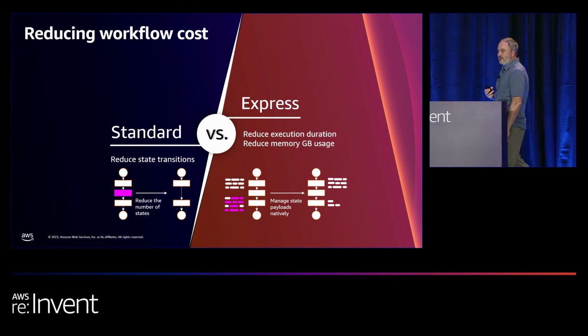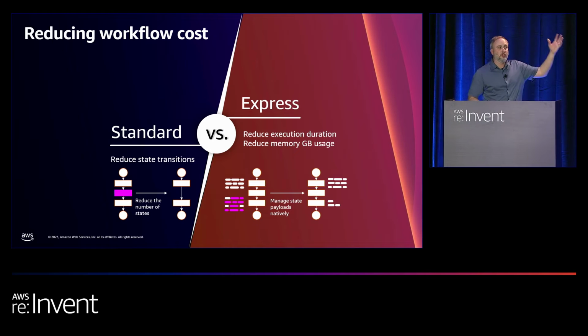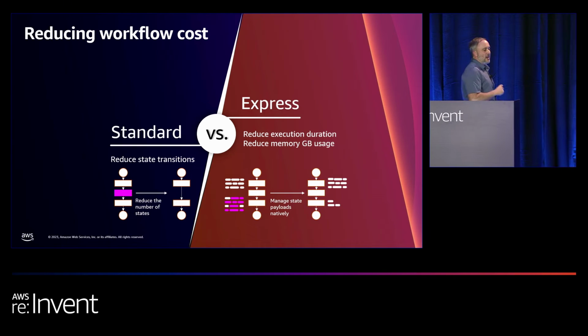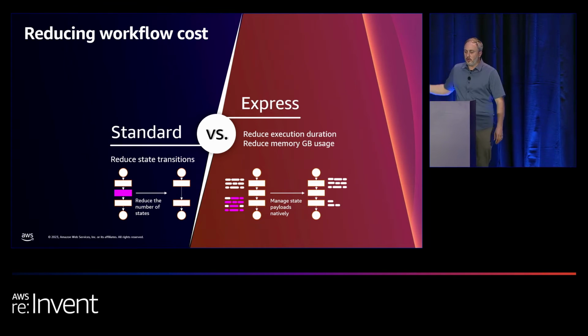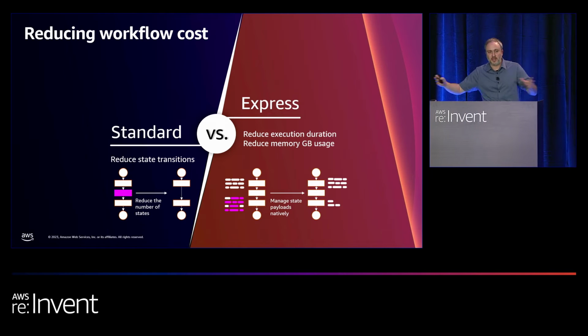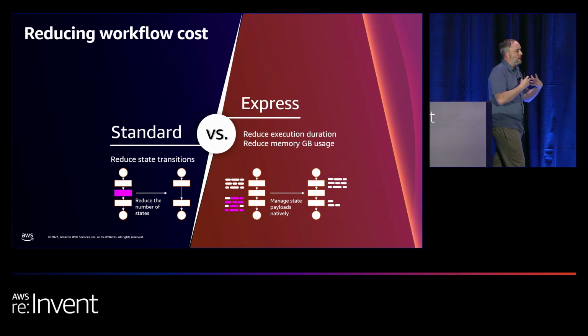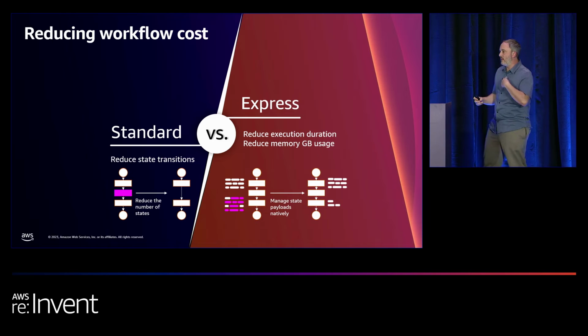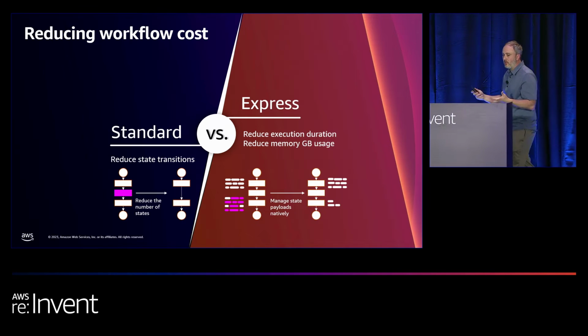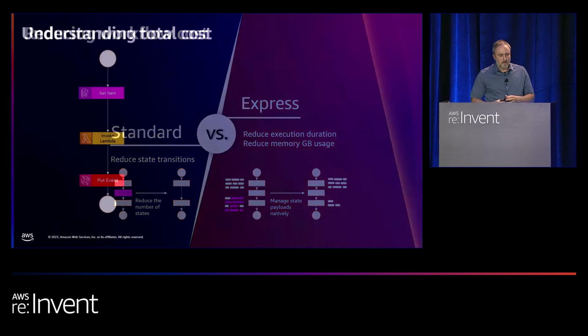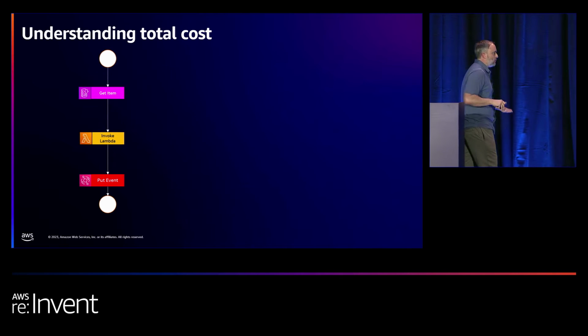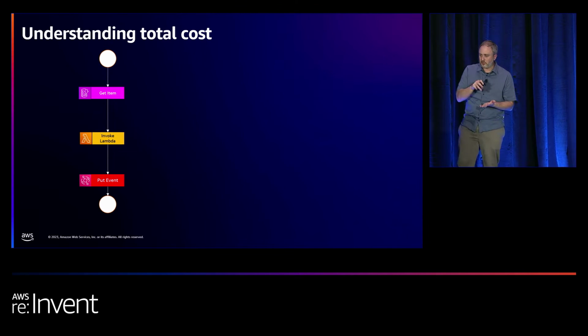The key takeaway is if you have a standard workflow, you want to reduce the number of state transitions, and if you have an express workflow, you want to reduce the duration that the workflow takes to complete, or the memory that it needs by reducing things like the definition size or the input payload. But I want to stress that this is just the cost of the orchestration bit. That's just the Step Functions cost, right?